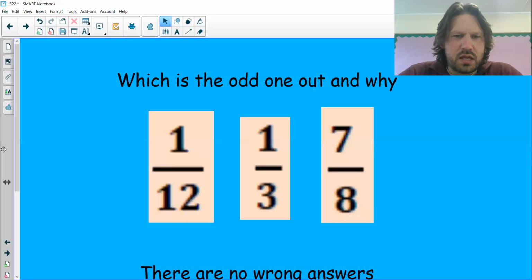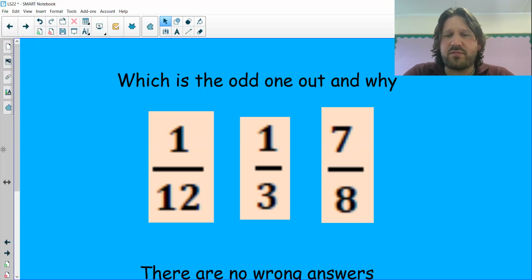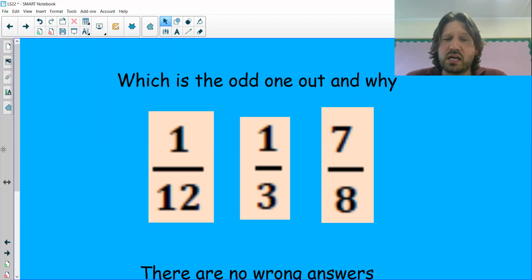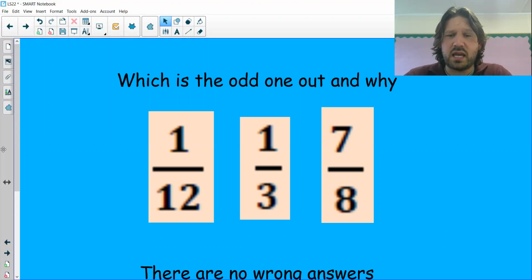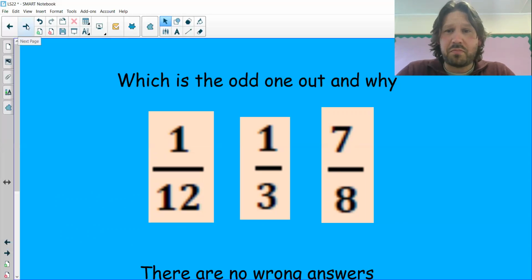So I could say that 1/12 is the odd one out because it's got the biggest denominator. It goes into double digits for the denominator. I could say that 7/8 was the odd one out because it is the only non-unit fraction. I could say that 1/3 is the odd one out because the denominator isn't even, or isn't in the 4 times table. So lots of different reasons why they're all different, but it's our differences that make us special.